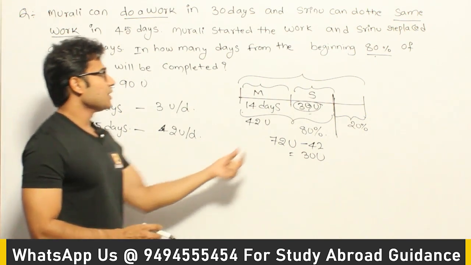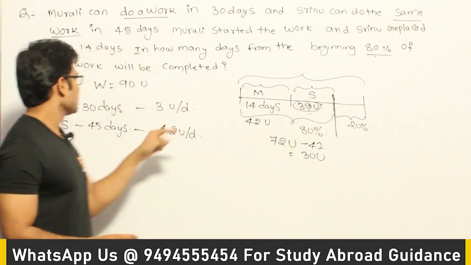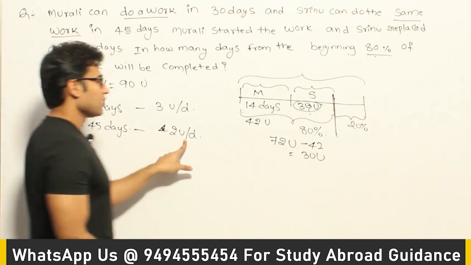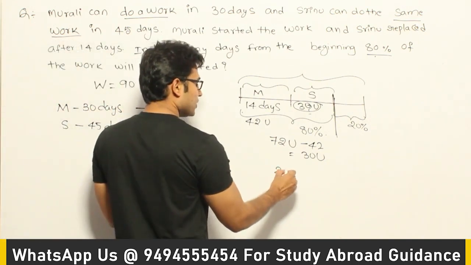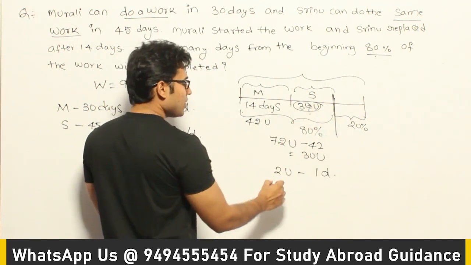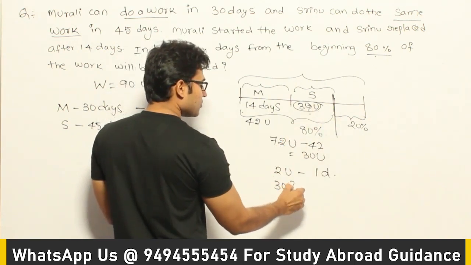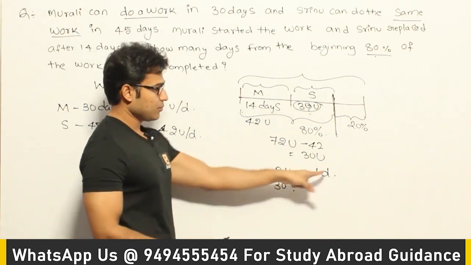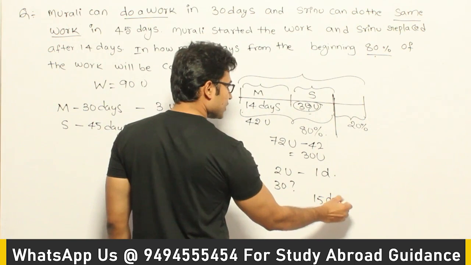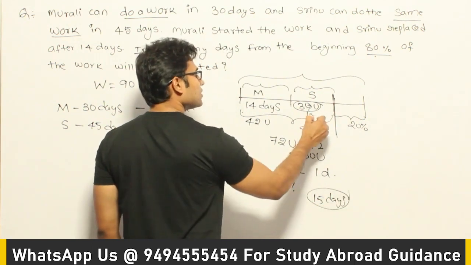Now 30 units has to be done by Srinu in how many days? Now if you see the rate at which Srinu is working, he is able to finish 2 units per day, which means 2 units he is able to finish in 1 day, and how many days does it require for him to finish 30 units? So multiply both sides with 15, you are going to get the answer as 15 days, isn't it? Therefore here it is 15 days.